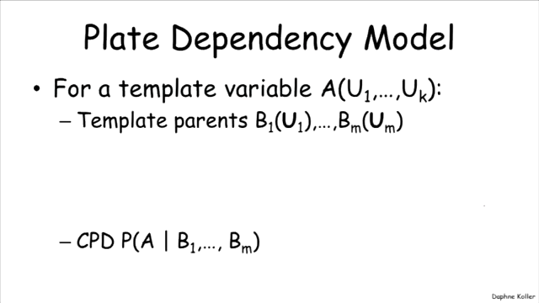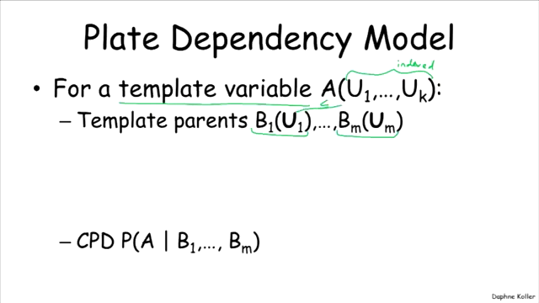So just to summarize, the plate dependency model has the following characteristics. It defines a dependency model for a template variable that is indexed by a bunch of object types, for example, students and courses, or anything else. And for each of those template variables, we have a set of template parents. What we have as a requirement is that each of these has to be a subset of this. So what does that mean?